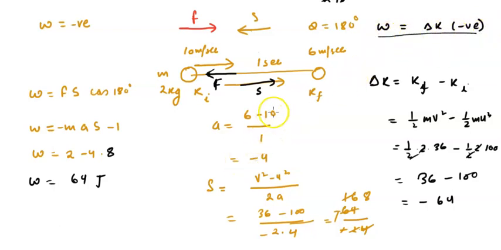So always remember, whenever displacement and force are at 180 degrees, the velocity is going to decrease, and when they are both in the same direction, the velocity is going to increase.